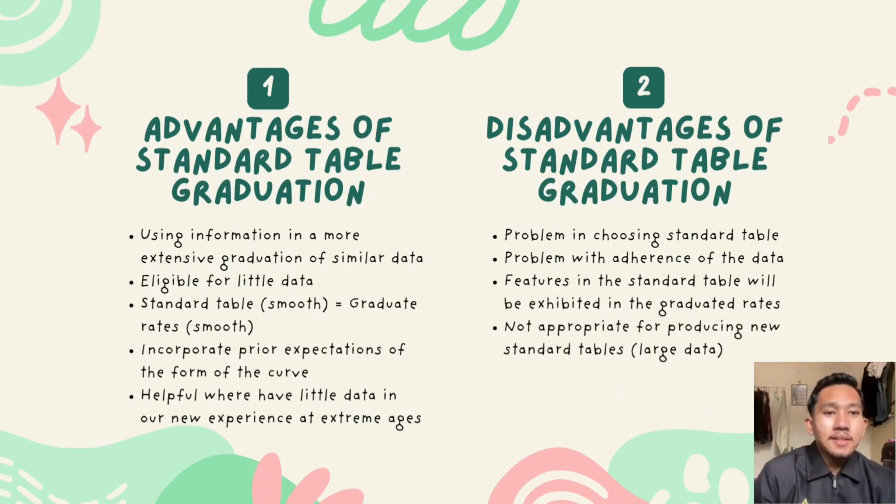For the next part, covering the advantages and disadvantages of standard table graduations. For the advantages, standard table graduation uses information from a more extensive graduation of similar data, so it is suitable for little data. And the standard table shows a smooth progression, which also results in graduated rates that are smooth, and it incorporates prior expectations of the form of the curve. The standard table is also helpful where we have little data or new experience at extreme ages.